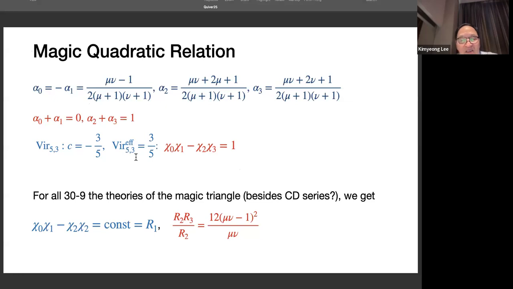Only possibility is just some constant. And we can show that indeed, if we look at the character formulas, vacuum characters and the primary operators, they change their place. Alpha 0 and alpha 1 change their place. That's how central charge changes from minus 3/5 to 3/5. In this case, characters satisfy: the vacuum character and the first primary operator character minus the second and third primary operators' characters is equal to 1.